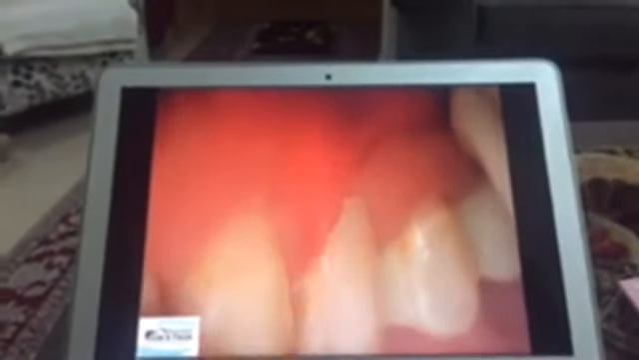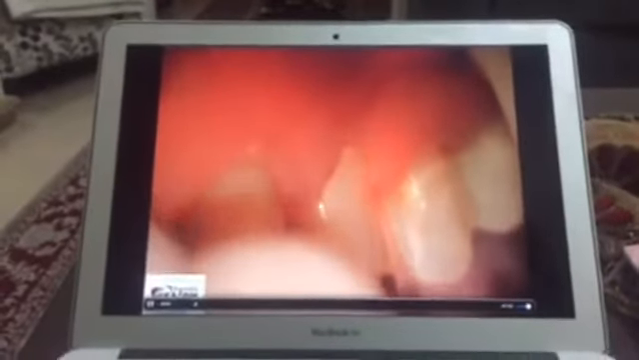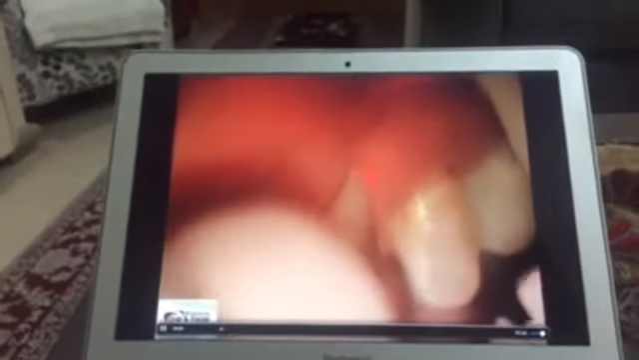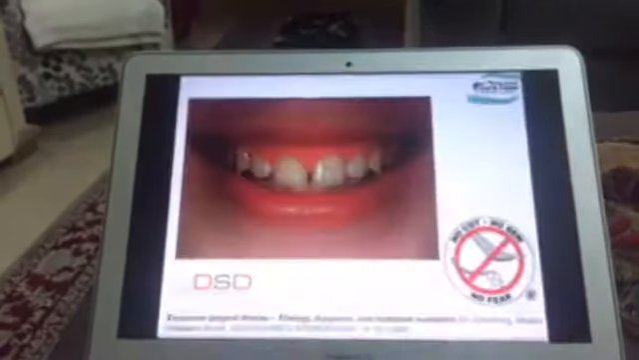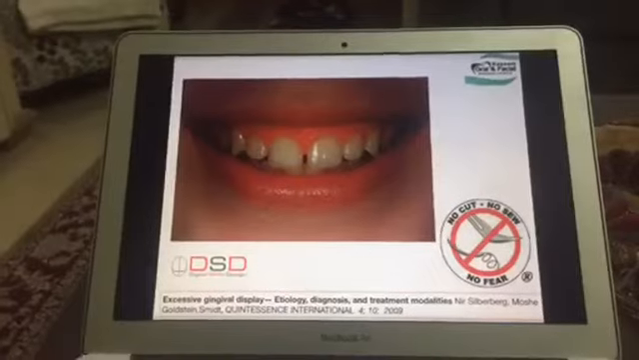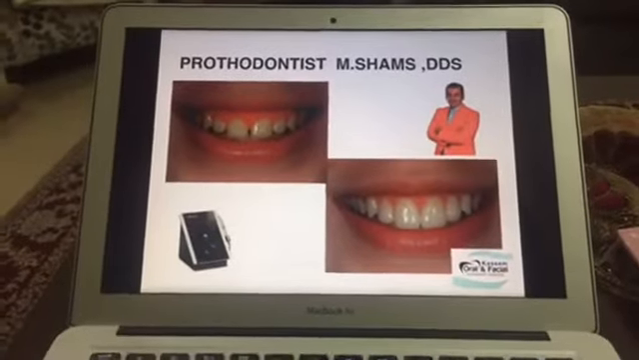Also we can use an erbium laser in that case, and this erbium laser enables us to do, in some cases, crown lengthening, osseous crown lengthening. This is another case. I do gingivectomy, and my friend Dr. Muhammad Shams does these excellent veneers.